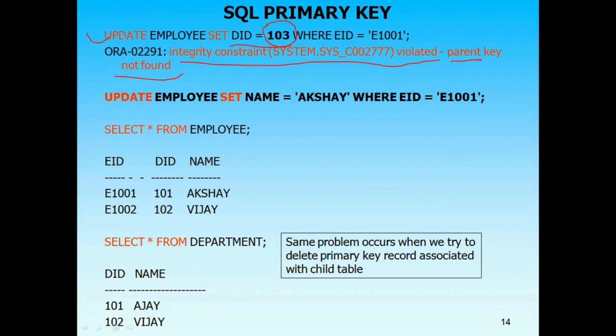So the update command will modify data in the database. Update employee set DID equal to 103 where employee ID is 101. This is the syntax of the update statement, right? So update, then table name, set. The update command always comes with the set operator, because we use the update command to modify the field value, right? So set DID equal to 103. We are trying to assign this DID of 103 to the employee. After the where clause, we always put some condition, right?